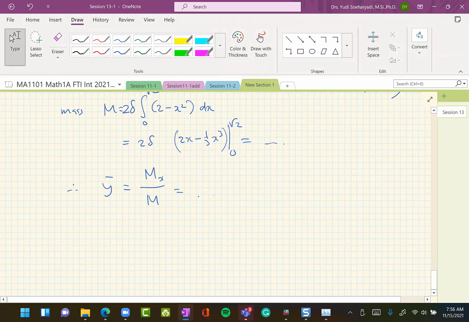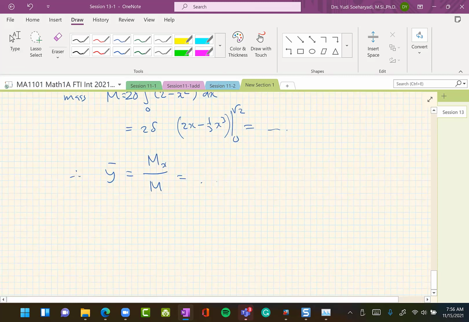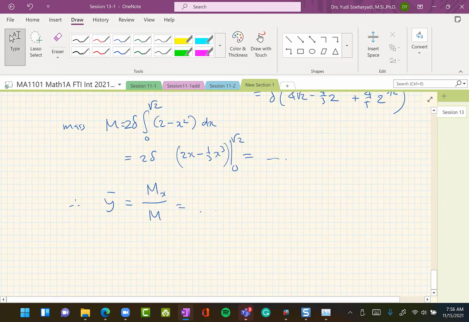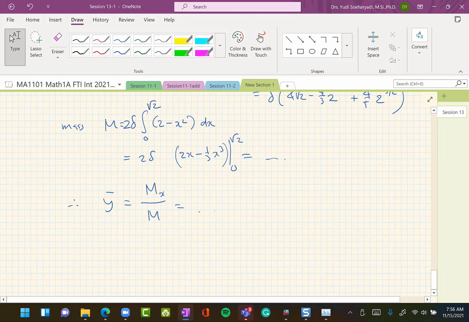Questions? Okay, so far? Right. So you don't need to memorize the formula, but you derive the formula based on the picture. Okay.